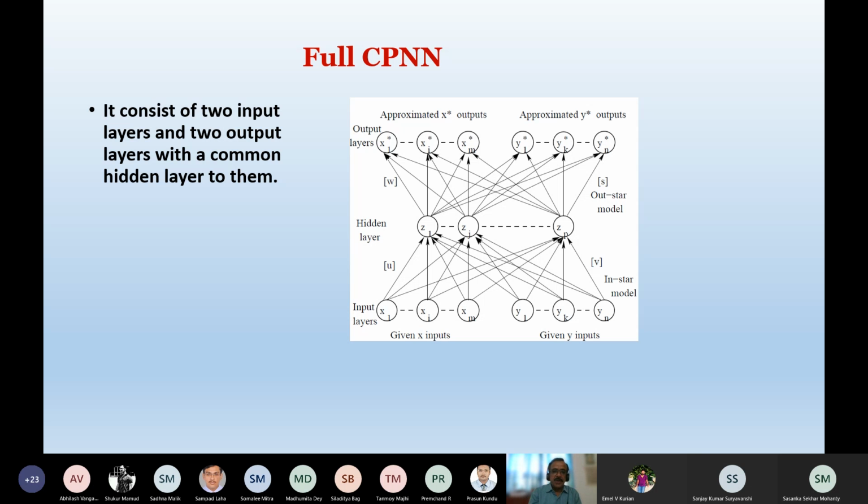Let me repeat, there are two input layers, two output layers, and in between the input layers and the output layers, we have one hidden layer. This input layer and hidden layer constitute the in-star model, and this hidden layer and the output layer form the out-star model. How to carry out the calculation in the in-star model and the out-star model, I am going to discuss in detail.